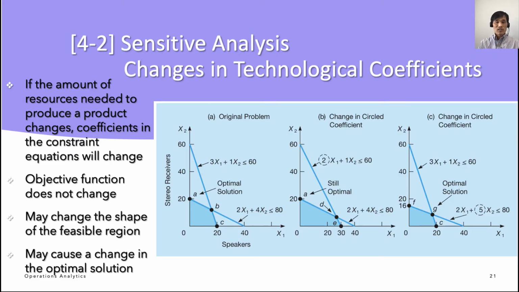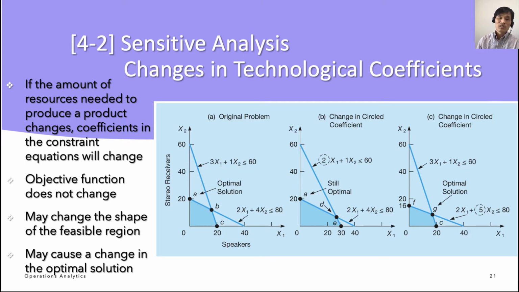The second case is changes in technological coefficients. Changes in the technological coefficients often reflect changes in the state of technology. If fewer or more resources are needed to produce a product such as a speaker or stereo receiver, coefficients in the constraint equations will change. These changes will have no effect on the objective function of an LP problem, but they can produce a significant change in the shape of the feasible solution region, and hence in the optimal profit or cost.